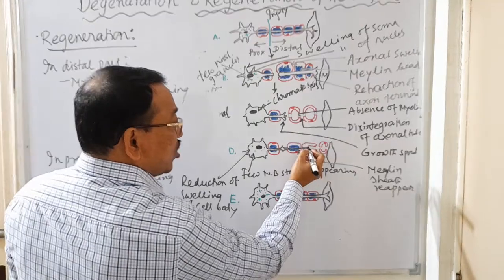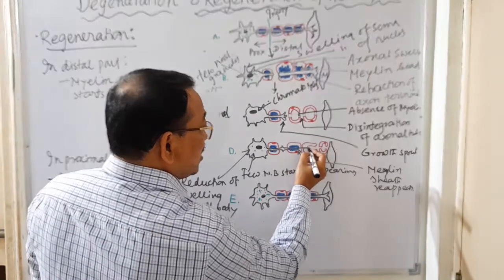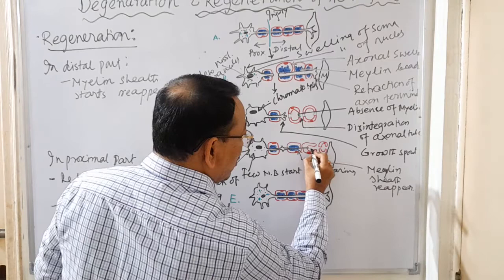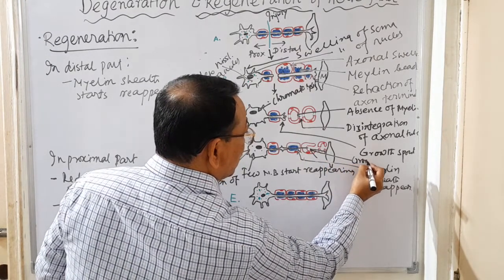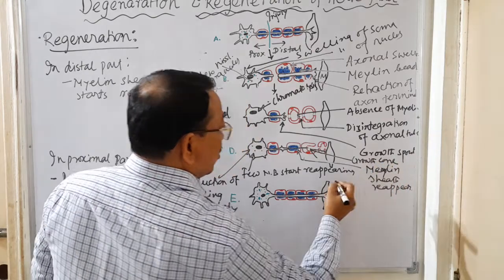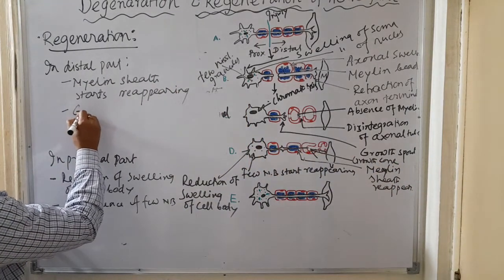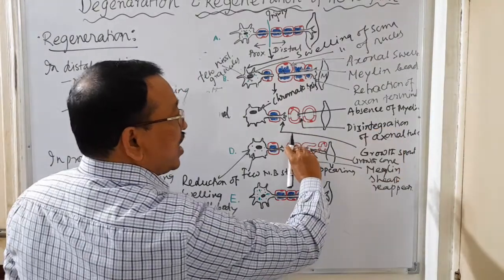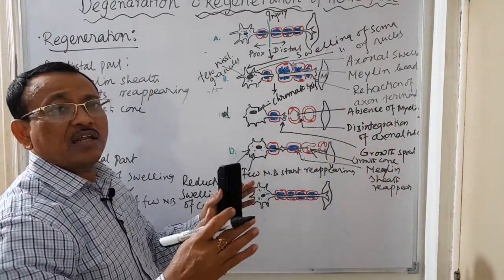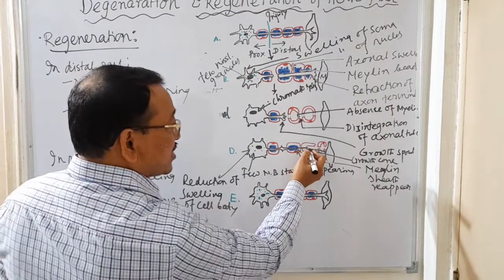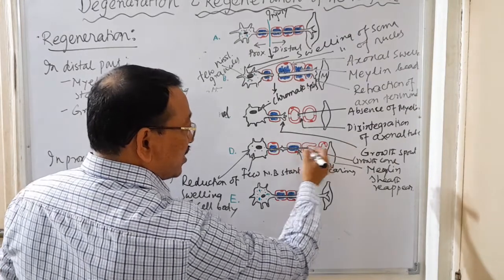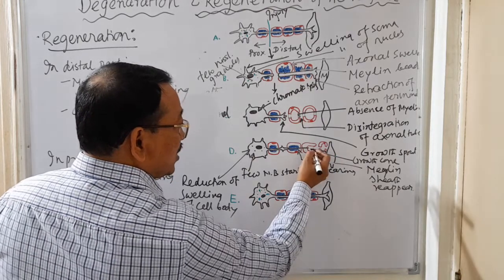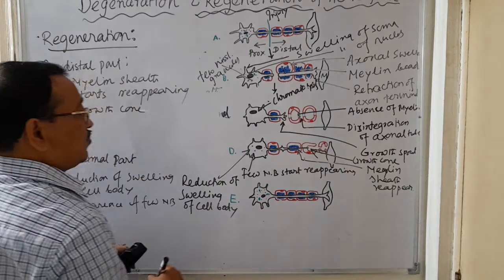And there is also, here you see, the growth cone. The growth cone is getting formed. Formation of the growth cone, from which the axon tube or the axis cylinder of the nerve is re-established. So here, re-establishment of the axon fiber, that is the axis cylinder of the nerve fiber, by the formation of the growth cone. So this growth cone is also getting formed at the distal part of the neuron.